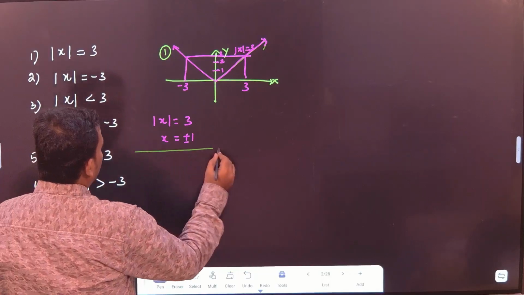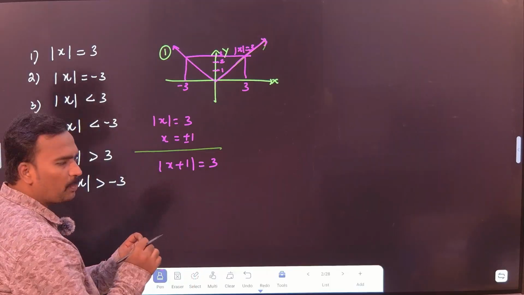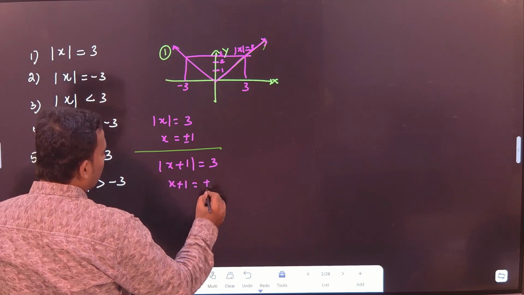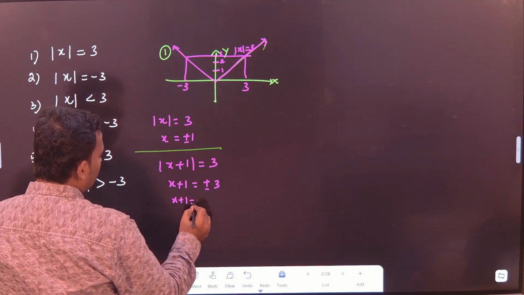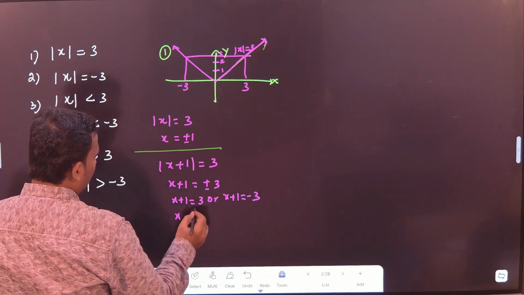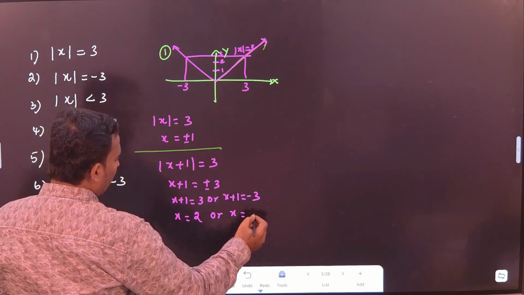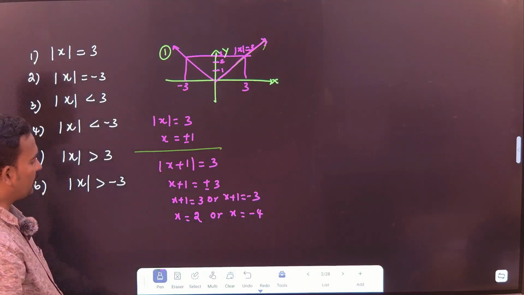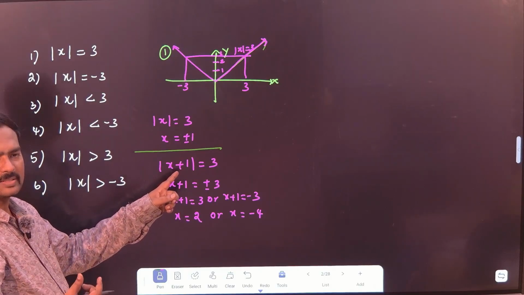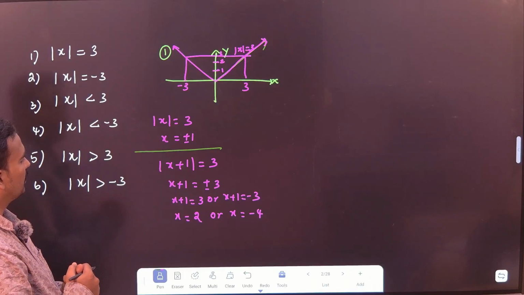Okay. Suppose if I have mod x plus 1 is equal to 3. So, what is the possible values of x? X plus 1 is equal to plus or minus 3. So either x plus 1 is equal to 3 or x plus 1 is equal to minus 3. So x equal to 3 minus 1, it is 2, or x is equal to minus 3 minus 1, minus 4. Just you substitute 2 plus 1 is 3, satisfied. Minus 4 plus 1 is mod minus 3, that is modulus you can apply, it will be 3. Clear? Okay.